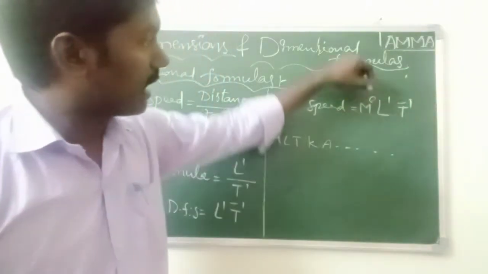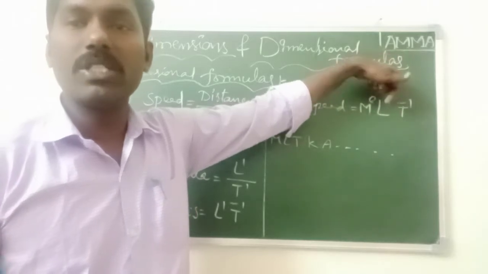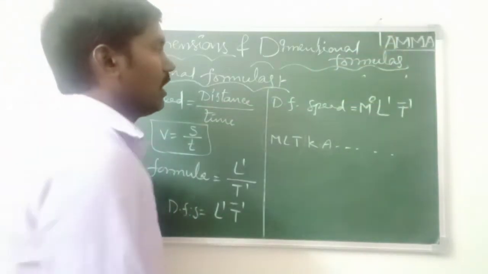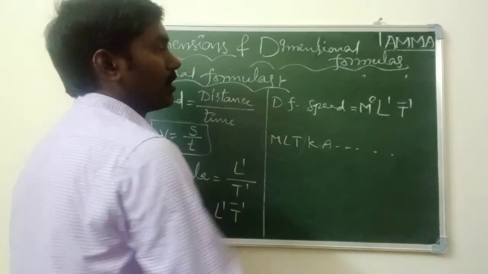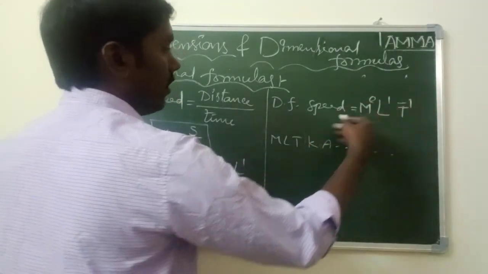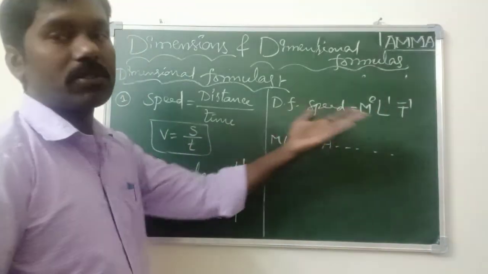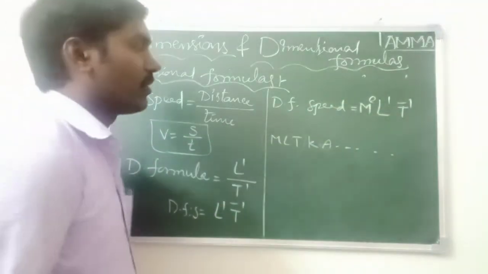Okay, students. The dimensions, the powers, may be positive or negative. Some values are positive, some values are negative also. So the dimensions, finally, we can get in terms of positive values or negative values.